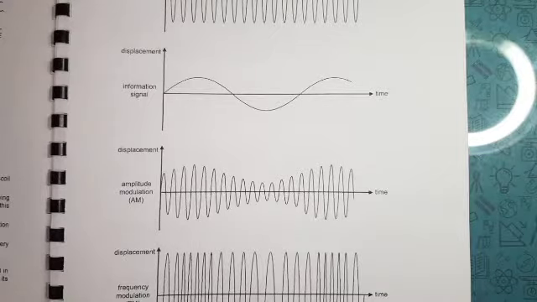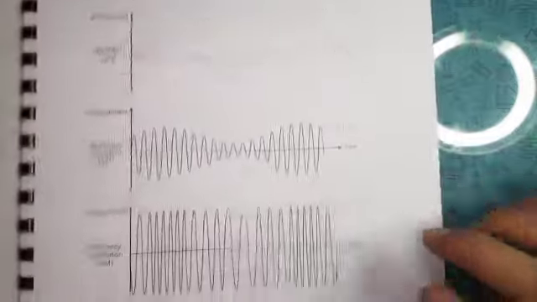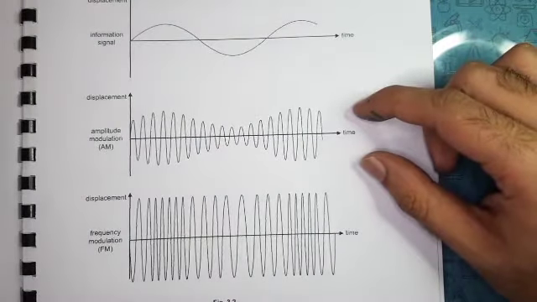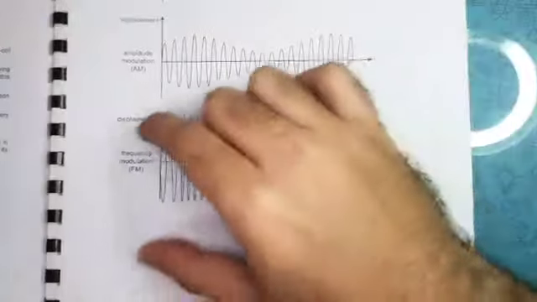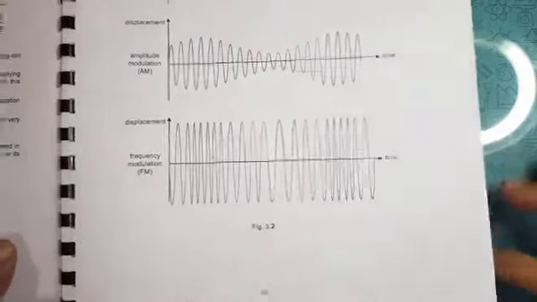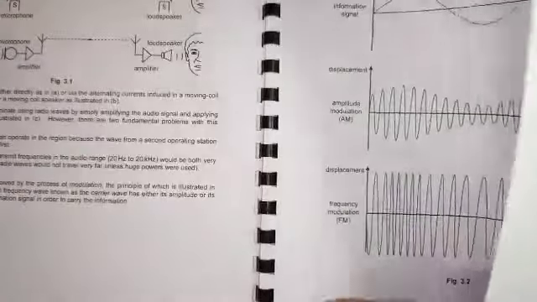So what are the different ways of doing modulation? You can have amplitude modulation, where the amplitude varies in synchrony with the displacement of the information signal, and frequency modulation, where the frequency varies in synchrony with the displacement of the information signal. So these are the different things that we studied.